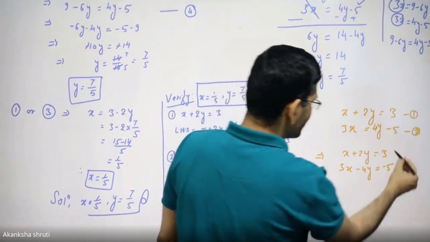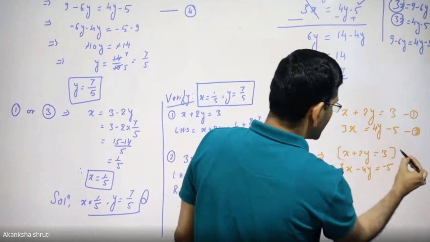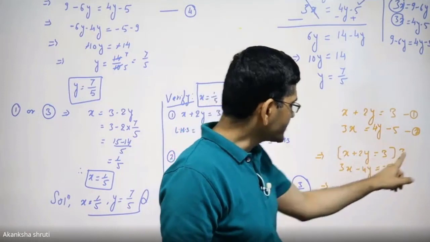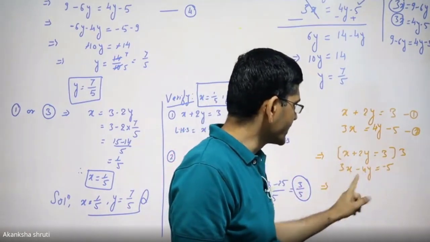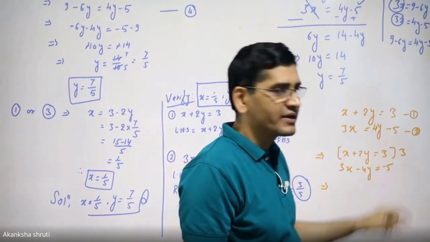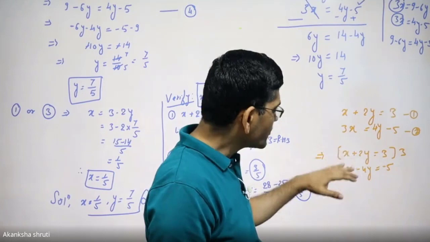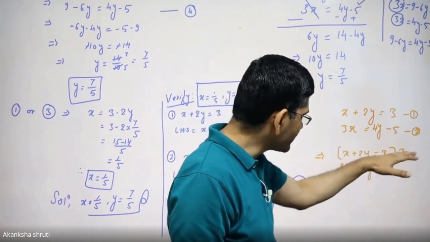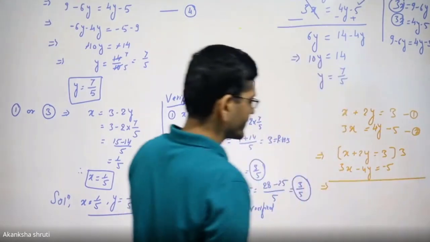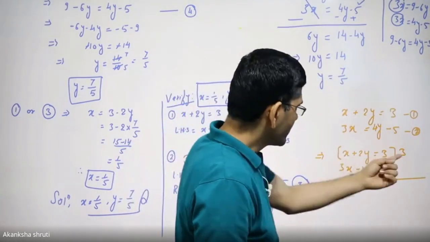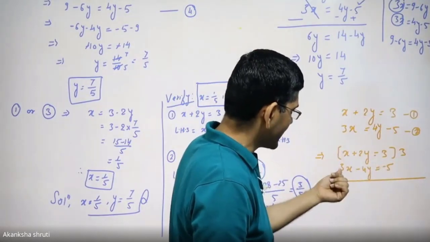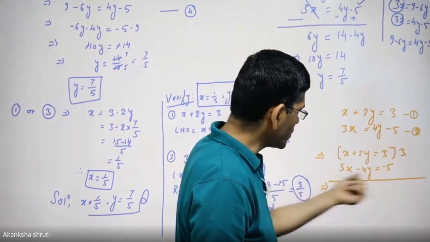Here I can multiply the first equation by 3. On multiplying the first by 3, you are getting that this x becomes 3x, this 2y becomes 6y, this 3 becomes 9. So next step, no need to write this simplified form of equation 1. You just draw the line here, and you observe that while multiplying equation 1 by 3, the x becomes 3x, and in our equation number 2 it is also 3x.